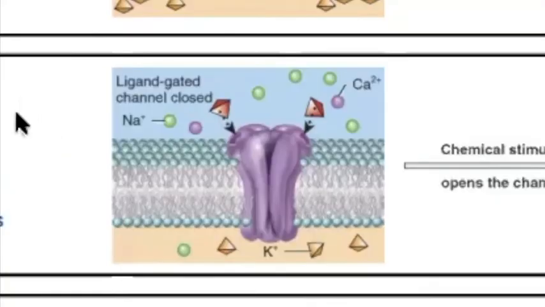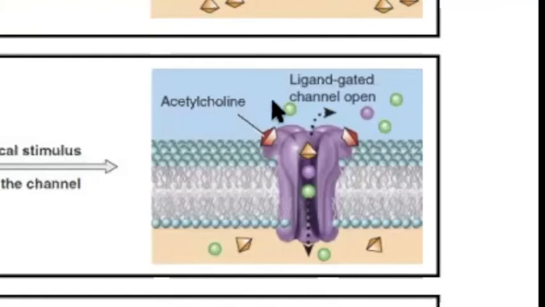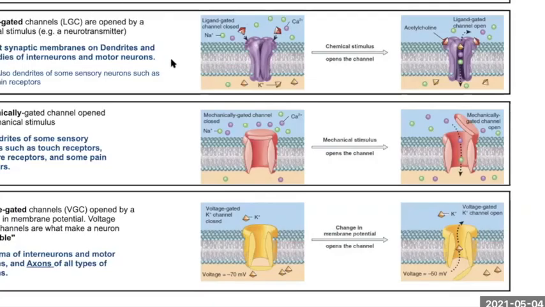The next type of channel is going to open and close due to the binding of a molecule, a ligand. We talked about this for the neuromuscular junction: acetylcholine bound to an acetylcholine receptor, and that opened up the channel. We talked about sodium, but in reality, any positively charged molecule on the outside was going to flow inside the cell down its electrochemical gradient. And things like potassium would flow out of the cell when this is open, in this example. These are ligand gated channels.